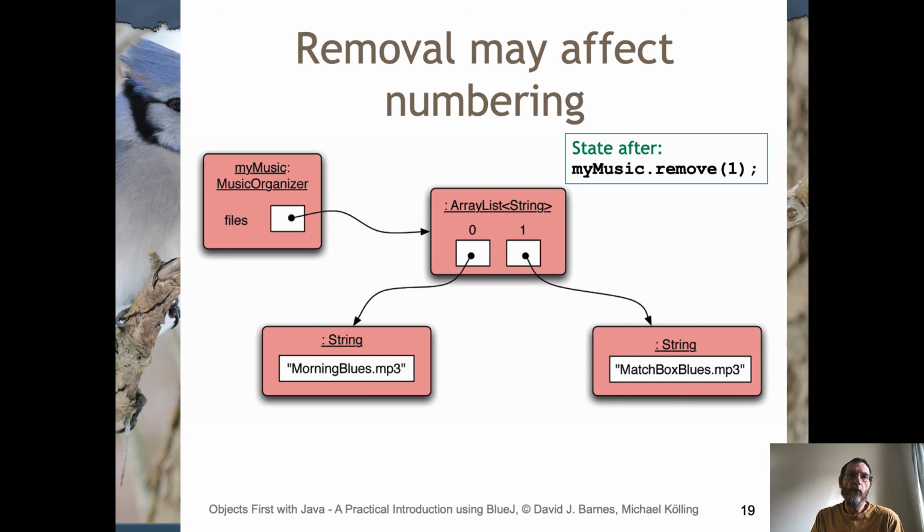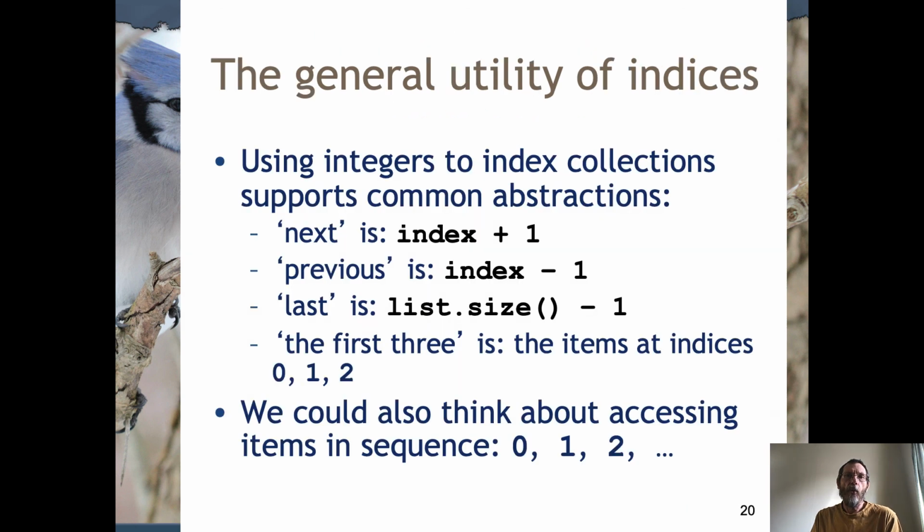So all the items would be shifted down by 1 place so that there are no gaps left in the collection. And it's important to appreciate, therefore, that the index of a particular item in a collection may change depending upon whether new items are inserted somewhere other than the end of the list, or if items are removed from the collection. One thing that integer index values support are some useful abstractions.